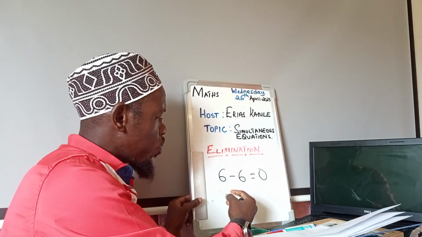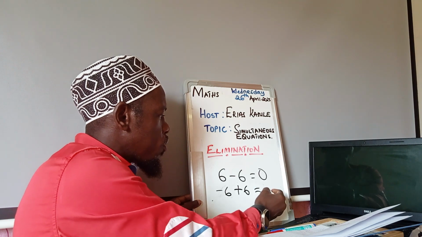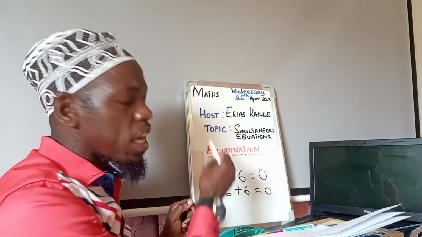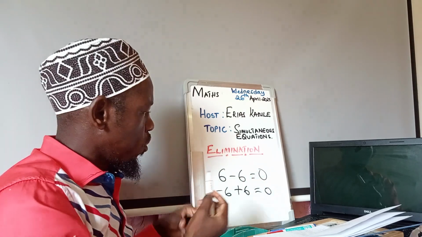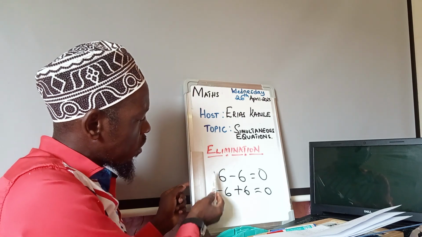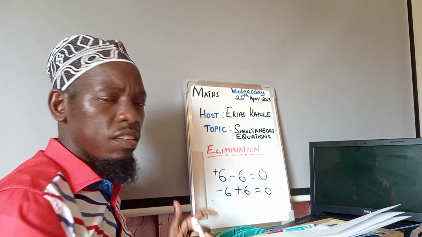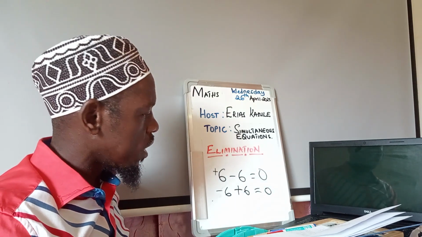So also when I have minus 6 plus 6, I'll also get what? 0. So this one will help us when we are dealing with our eliminations. So don't forget that again, when you don't see any sign here, it means that it is a positive, and then the other one is a negative.